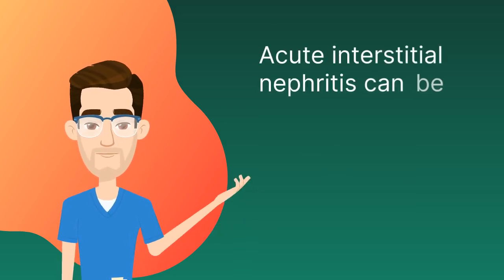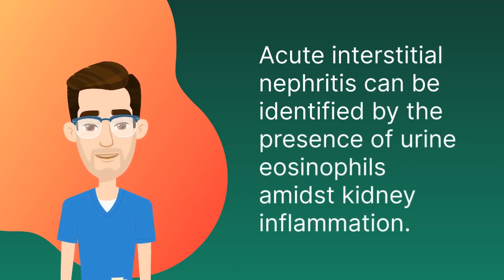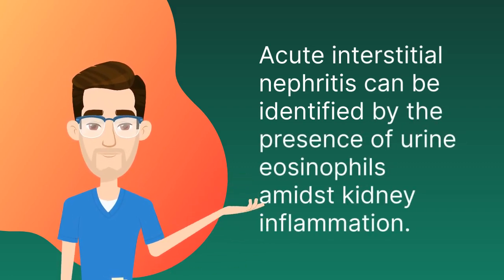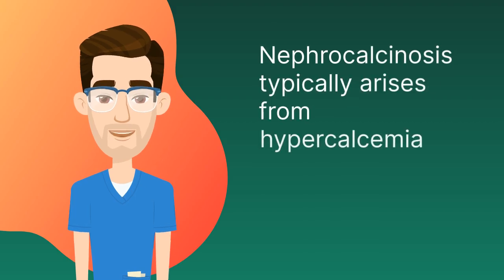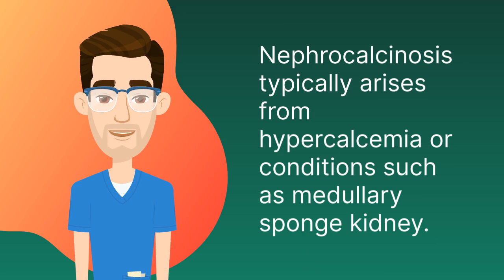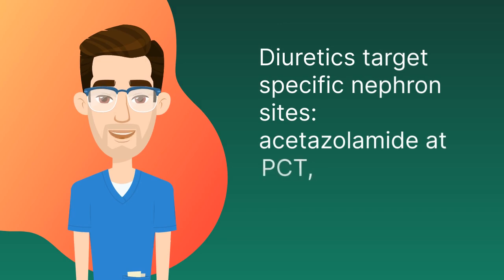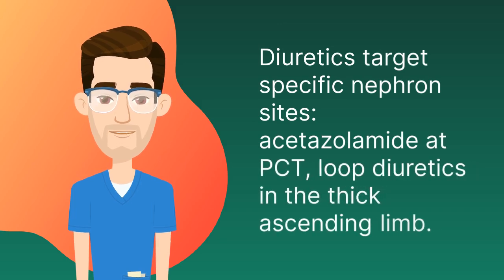Acute interstitial nephritis can be identified by the presence of urine eosinophils amidst kidney inflammation. Nephrocalcinosis typically arises from hypercalcemia or conditions such as medullary sponge kidney. Diuretics target specific nephron sites. Acetazolamide at PCT, loop diuretics in the thick ascending limb.